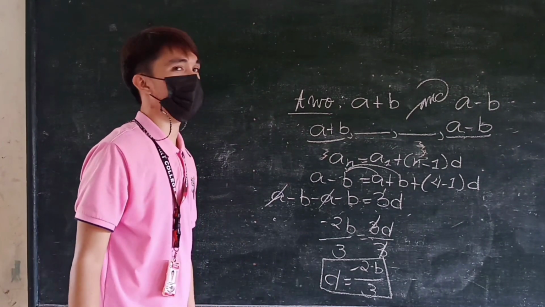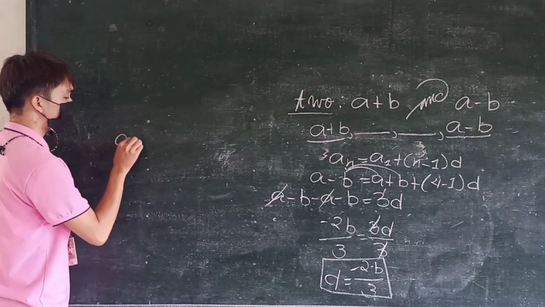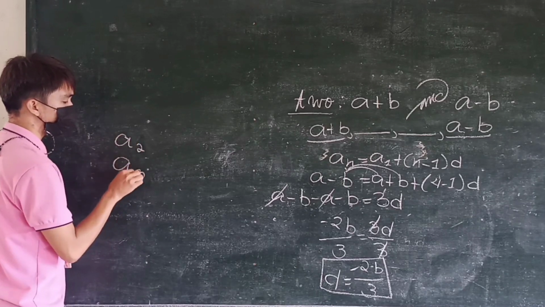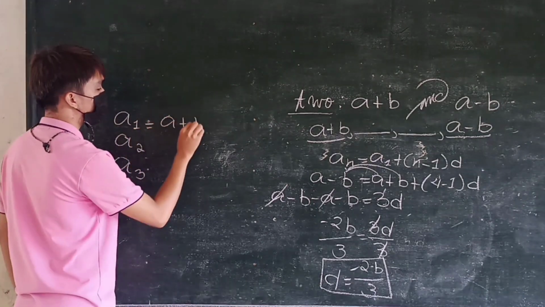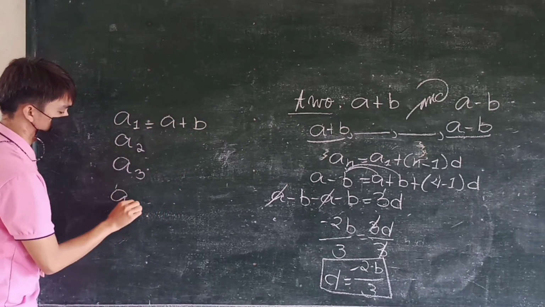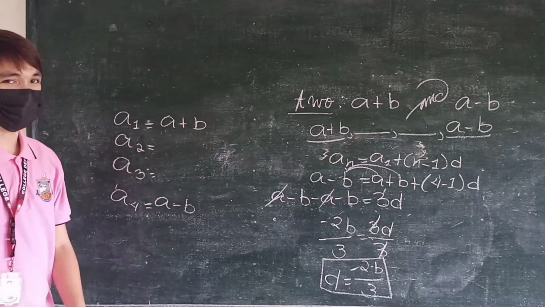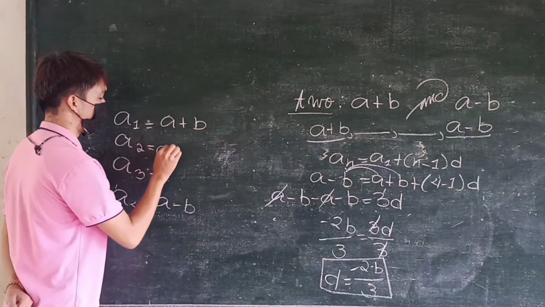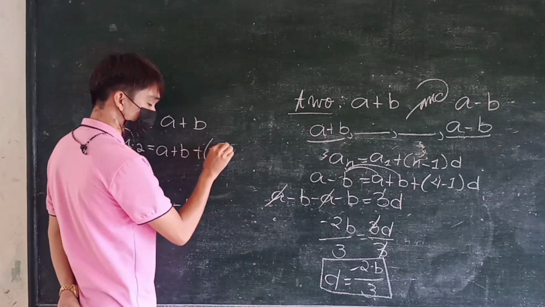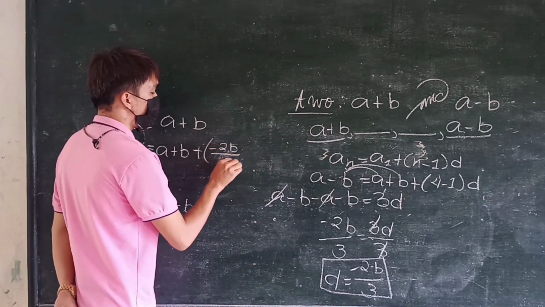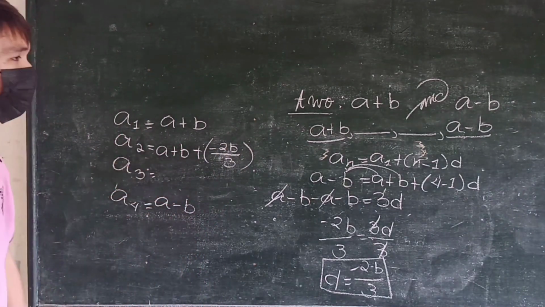Now, it's time to look for the two arithmetic means between these two. So we'll be looking for a sub 2 and a sub 3. A sub 1 is a plus b. We have here a sub 4 is a minus b. Okay, what we're gonna do? Copy a plus b, the first term, plus the common difference, which is negative 2b over 3. So how are we going to add?